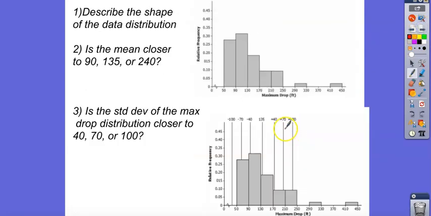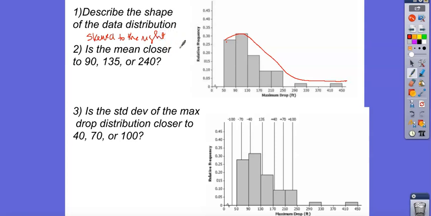Okay, here's another one. This is the one talking about the roller coasters. It talks about the maximum drop and then the relative frequency. So for the roller coasters they looked at, these are the proportions; 30% of them have a maximum drop between 90 and 130. Now, if I want to look at this shape, I'm going to start here, and I've got a tail going way over there. I would say this was skewed to the right.